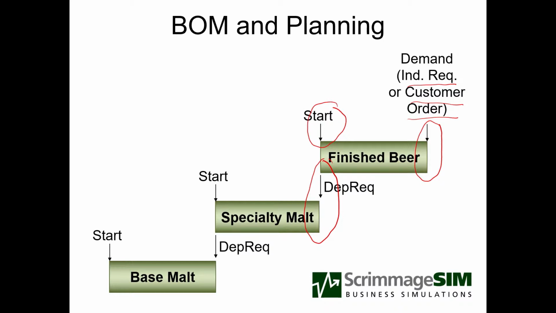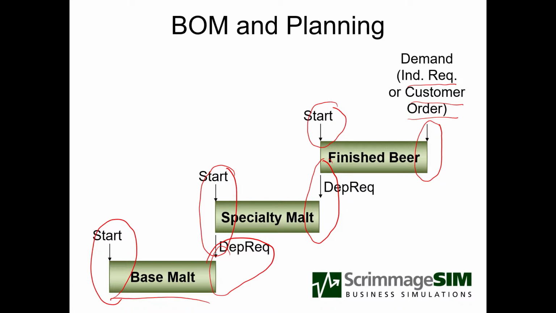Specialty malts are something we produce internally. They have a certain lead time required. This creates a start date for the specialty malt for the roasting process. The start date creates a dependent requirement that will determine when base malts are needed. Base malts are purchased, so again subtracting the lead time will determine the start date for the purchase order for base malts.